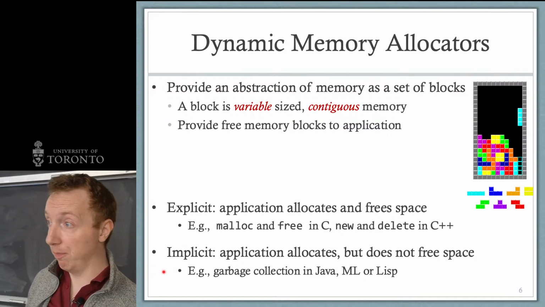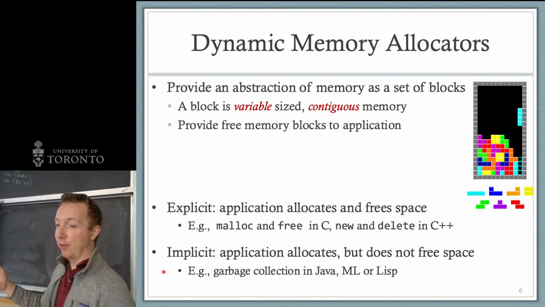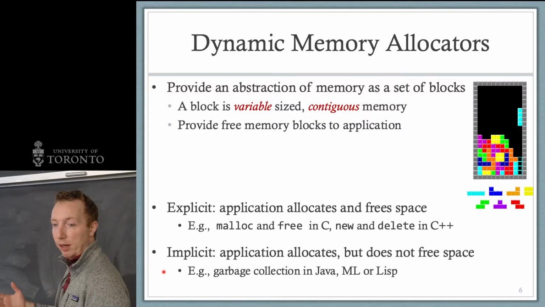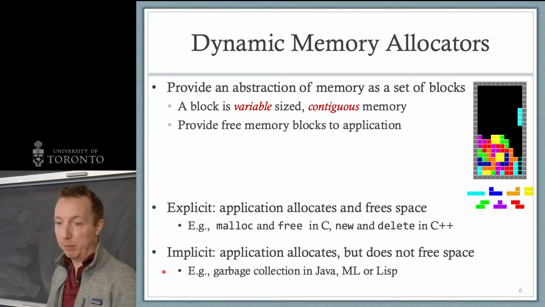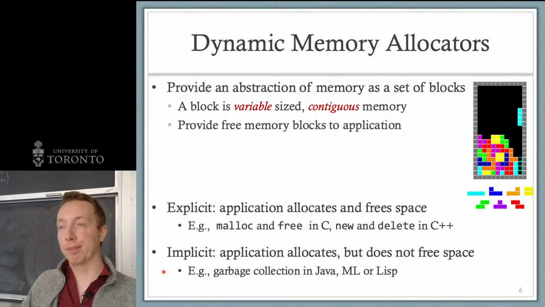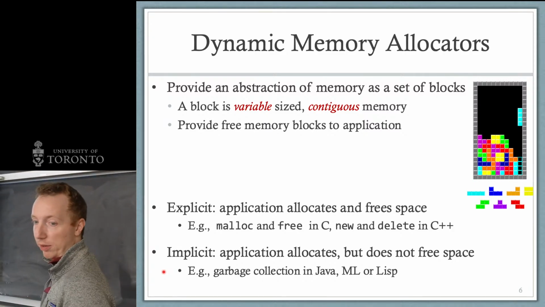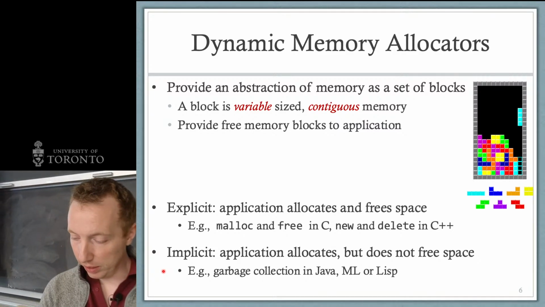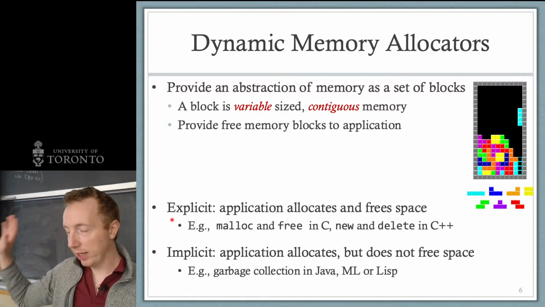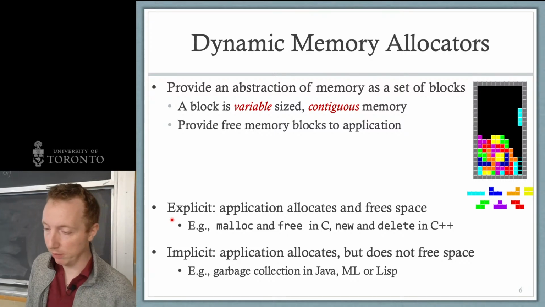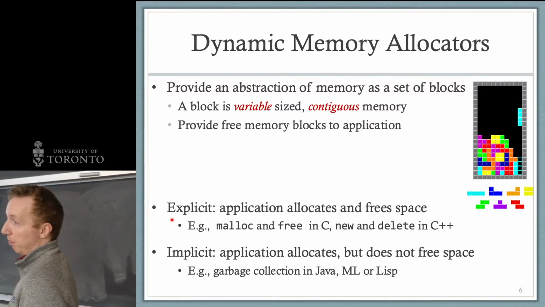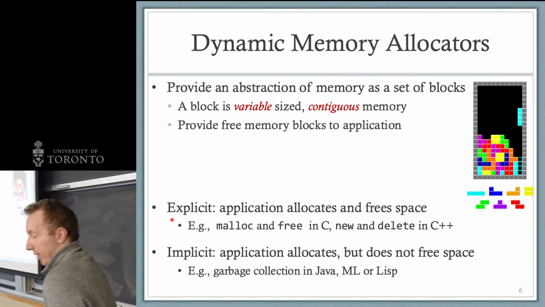So memory allocators just assume memory is a set of blocks. A block can be some variable size, contiguous, at least in virtual memory, and you can provide these blocks to the application. You can allocate explicitly, as we know, with malloc and free. In C++, you use new and delete. They do the same thing.